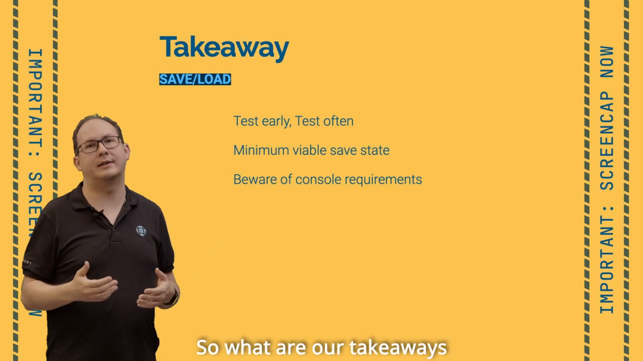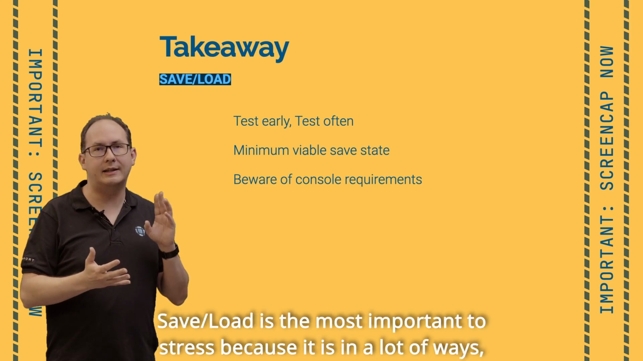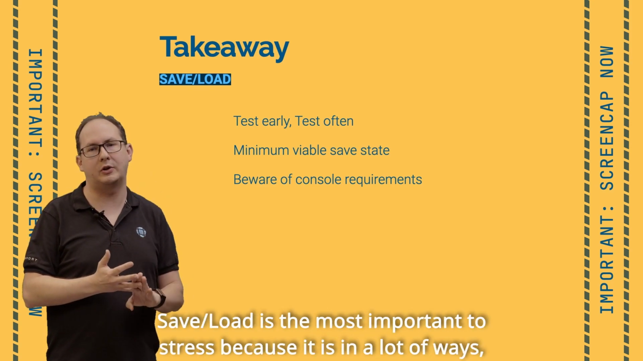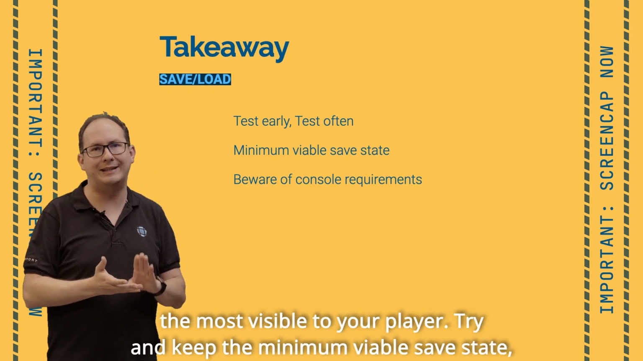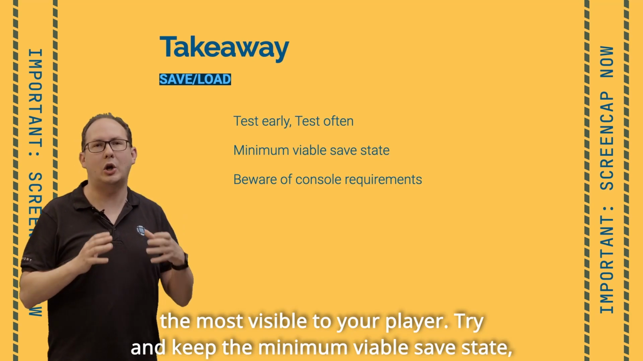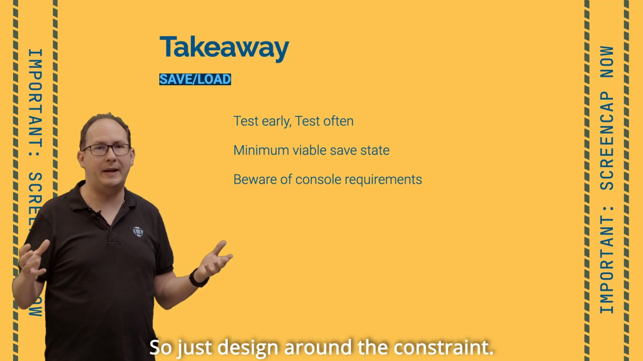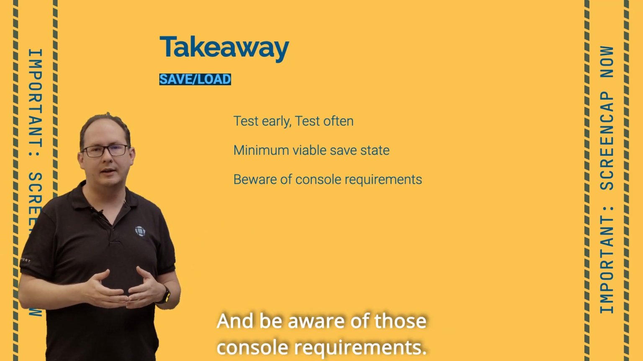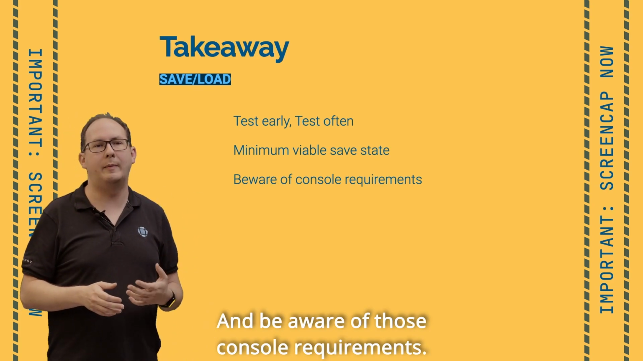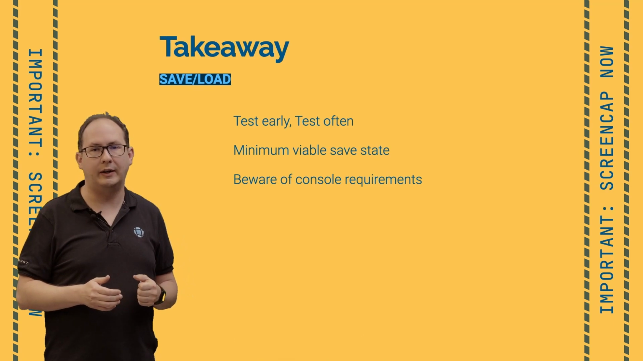So what are our takeaways? Test early, test often. Out of all of the systems I've talked about, save load is the most important to stress because it is in a lot of ways the most visible to your player. Try and keep the minimum viable save state. The less state you store, the less complex this system is. So maybe just design around the constraint. And be aware of those console requirements. They do really get annoyed with you if you lose player data, so try not to do it.